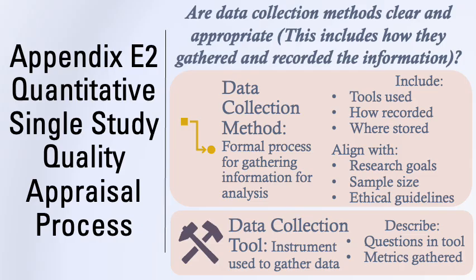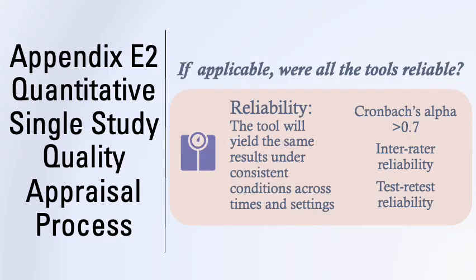To appraise the appropriateness of data collection methods, consider if the data collection methods align with the research goals, sample size, and with ethical guidelines. And now is where the quantitative portion of Section 2 of Appendix E2 gets a bit wonky.